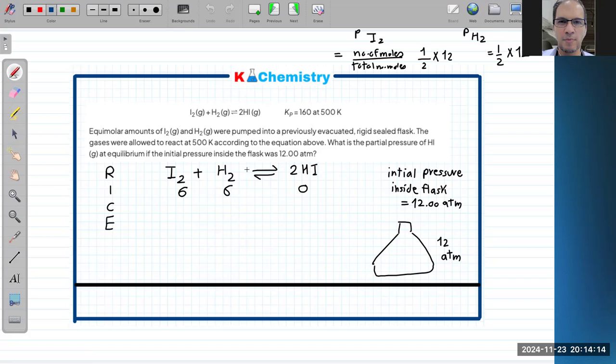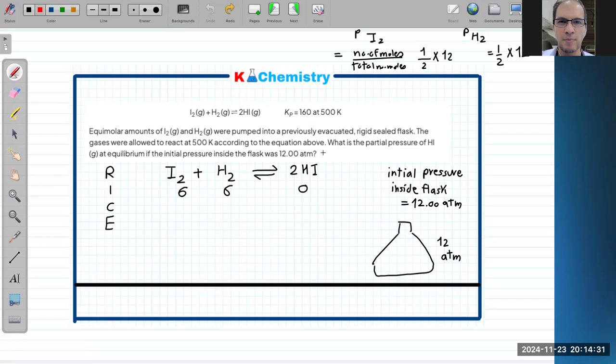Okay? Take care, because some students, whenever they are trying to answer this question, they will go and write down 12 here. They will say, Mister, what is the partial pressure of HI? If the initial pressure inside the flask was 12, so they will say, this means that one was 12. No, it doesn't say HI was 12.